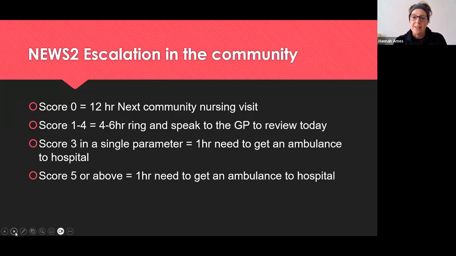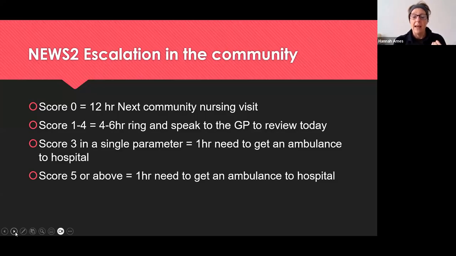Remember your NEWS2 escalation in the community. So you're going to document and verbalise your monitoring frequency as per the NEWS2 policy and the hospital chart, which you will get in your community scenarios. But remember, you're in a person's home. So if the score is 0, you're going to do their monitoring frequency 12 hourly, which will be your next community visit. If they're scoring between 1 and 4, you need to do your monitoring frequency 4 to 6 hourly.